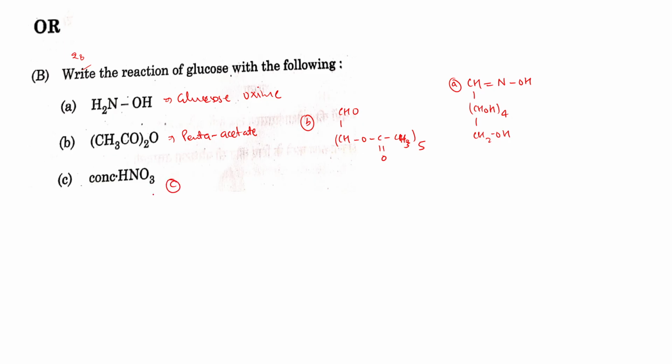For the third part, C, concentrated HNO3. Concentrated HNO3 converts glucose to saccharic acid. Saccharic acid means both the first and last carbon get converted to COOH. So in this one we have CHOH 4 and again it becomes COOH. So this is the reaction of HNO3 and glucose. Okay, so this is the case based question, part A.